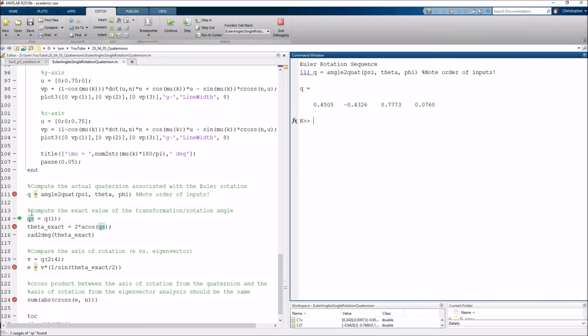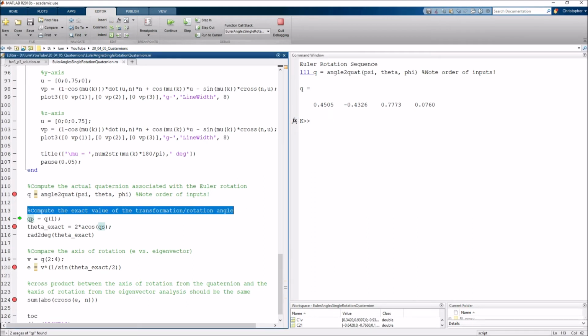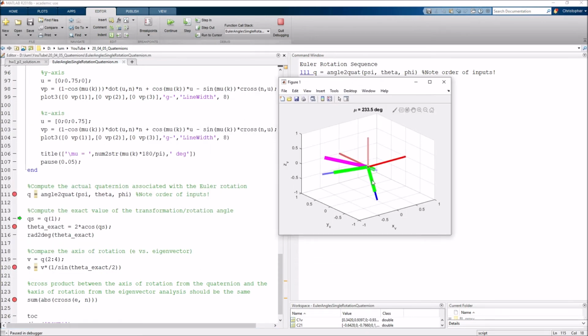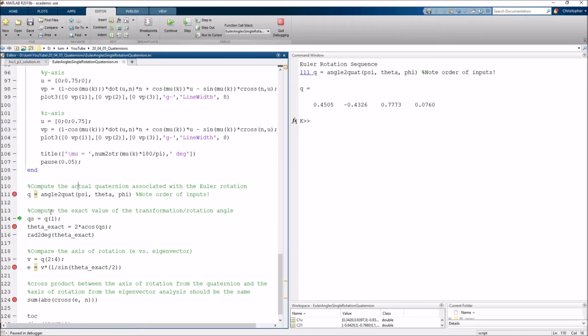The first thing we want to do is pull out the scalar part of the quaternion, which is just the first element, and then use our definition to compute the translational slash rotational angle associated with this rotation. This theta exact is the exact rotation angle we need to rotate about that axis of rotation to go from the red frame to the blue frame, rotating about the magenta axis of rotation. If we hit F10 one more time, look at that.